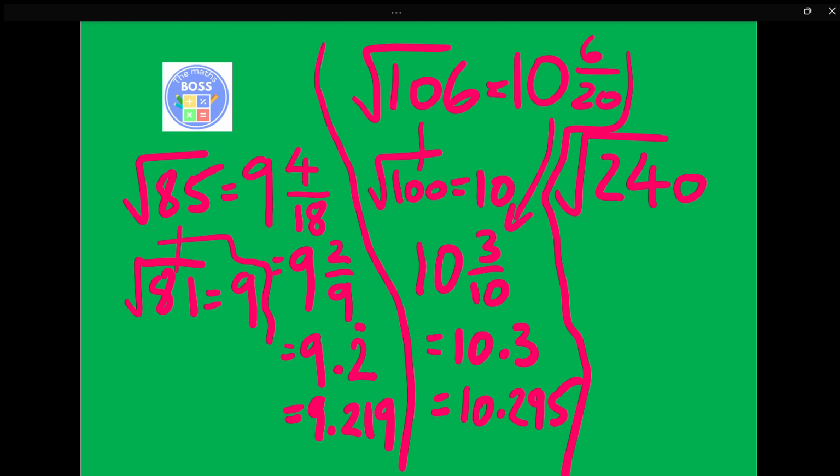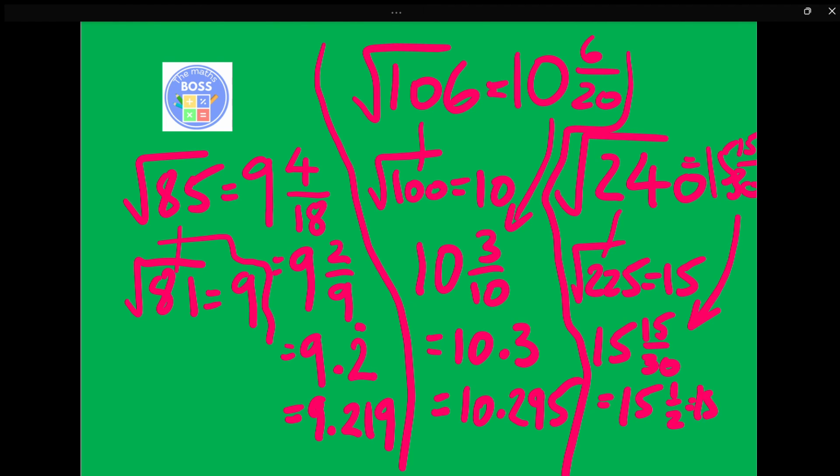The nearest square root is the square root of 225, which is 15. So we know our answer is going to start with 15. Find the difference between these two, and it comes to 15 over, and then double 15, which is 30. Write that again so you can see it clearly. 15 whole ones, 15 over 30. Simplify our answer, it's 15 and a half, which is 15.5.